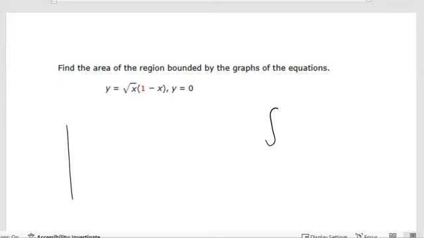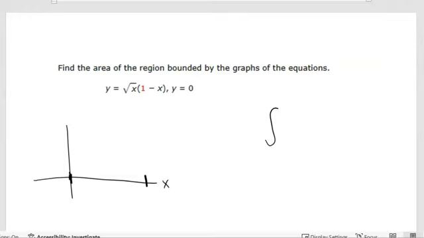If I were to graph these, it might help you to visualize what's going on here. y equals 0 is the x-axis. So this curve, if it's above the x-axis up here, then it's just going to be integrated from this curve, whatever it looks like, to y equals 0. And then where it intersects the x-axis is kind of where my bounds will be.